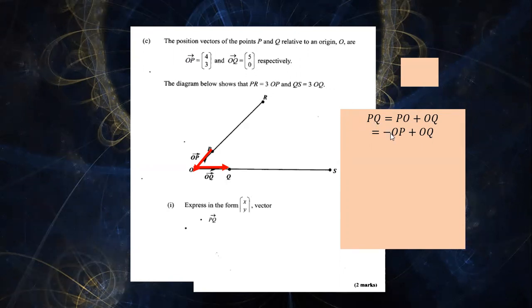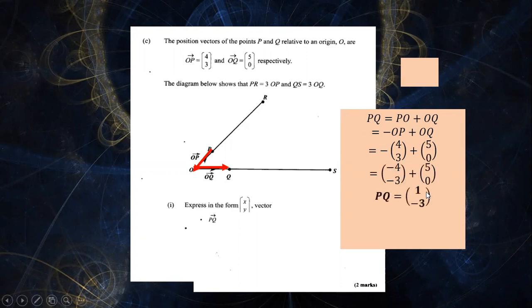So all we need to do is place a negative sign in front of all these numbers and then add them to OQ. Negative (4,3) plus (5,0) is (-4,-3) plus (5,0). Negative 4 plus 5 is going to be 1. Negative 3 plus 0 is going to be negative 3. So PQ is actually (1,-3). What does that mean actually for us?